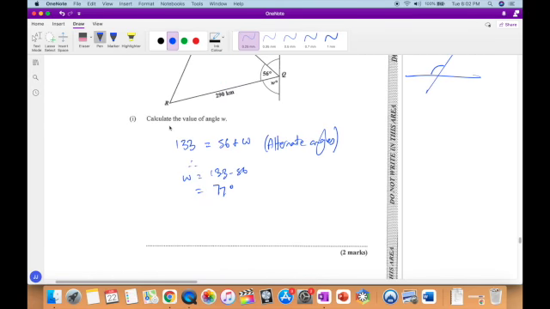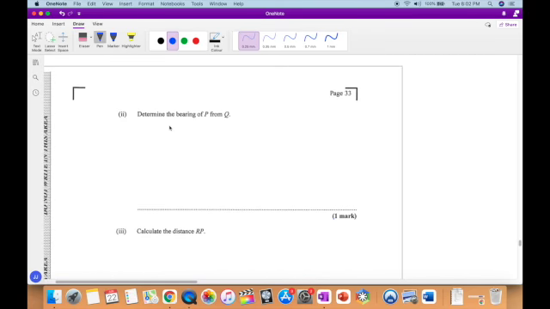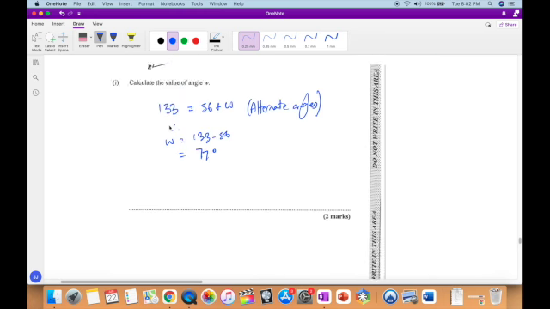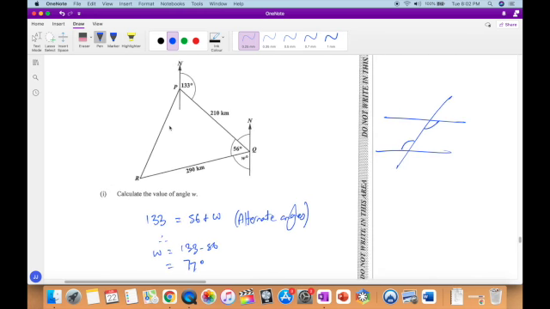So determine the bearing of P from Q. That means that if I wanted to go from Q and I'm going back along this line to P, the bearing from the north line is this.